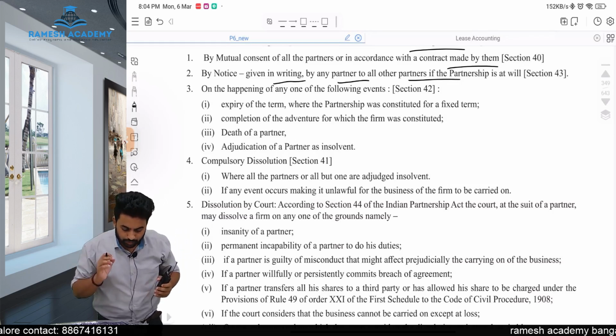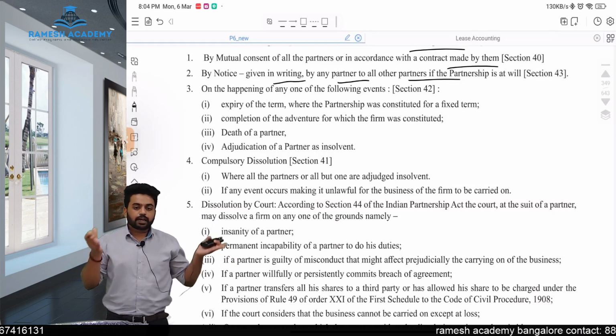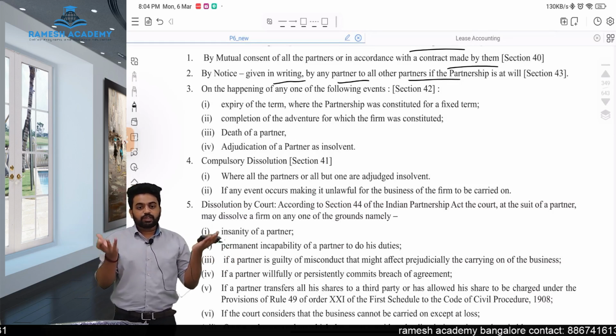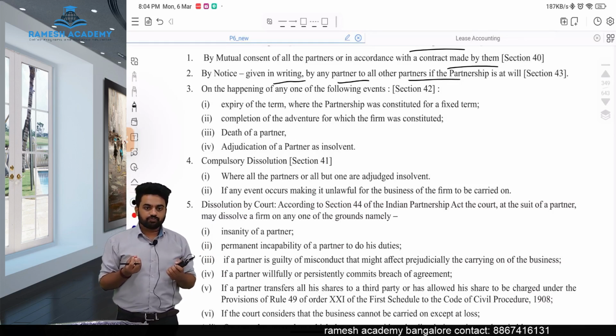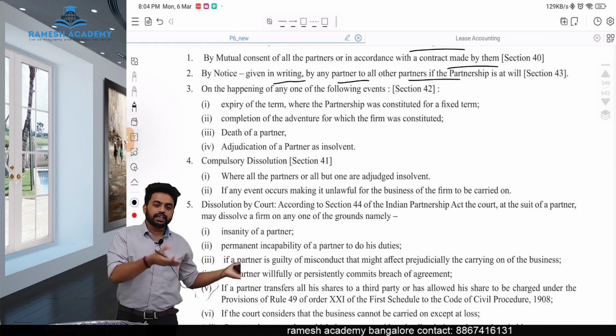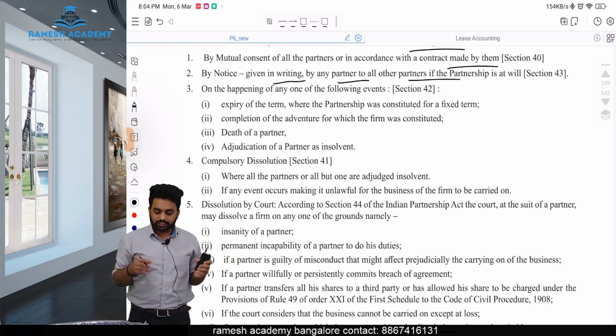Death of a partner: if there are only two partners and one partner dies, which means the partnership definition itself says persons, which means two persons are needed at least, right? So out of two, one died means only one will be there. He cannot run a partnership business, right?